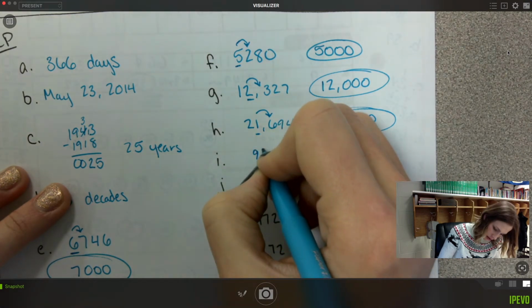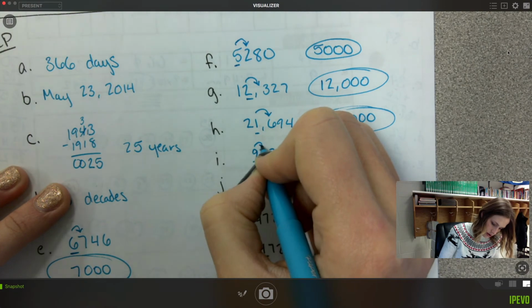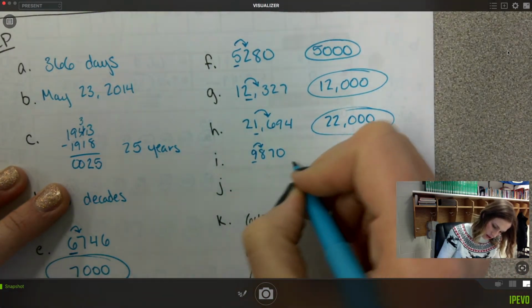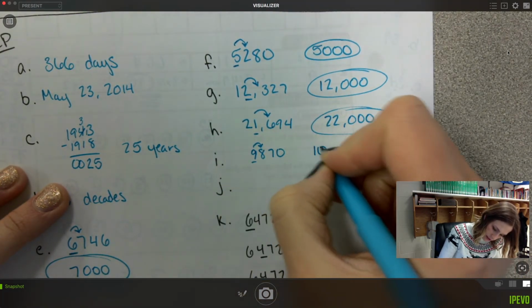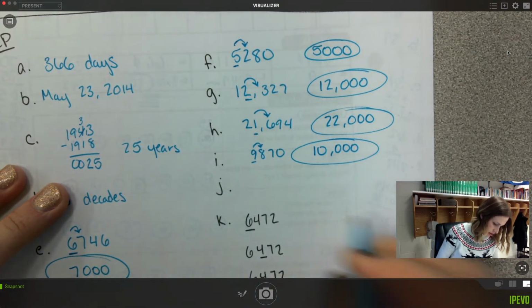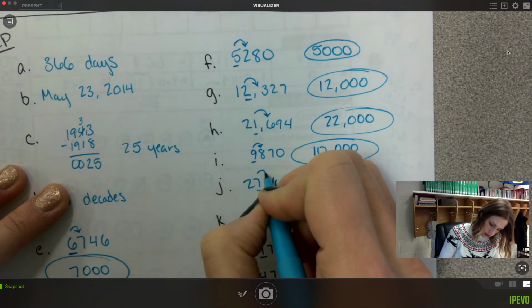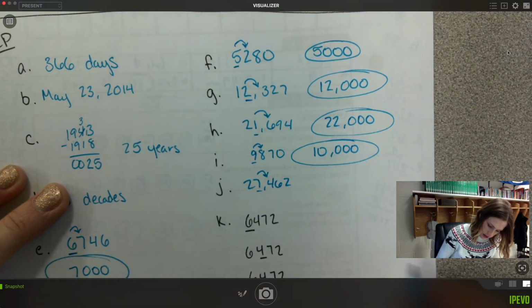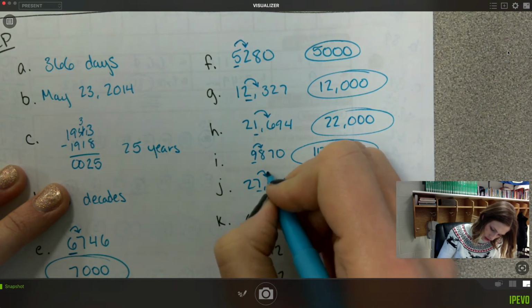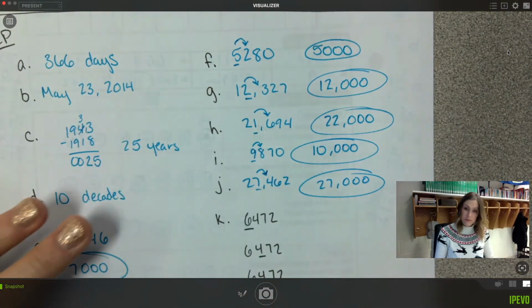I says 9,870. 9 looks at the 8. 8 says go up 1 time, so 9 goes up to 10, and we get 10,000. J, 27,462. 7 looks at the 4. 4 says just stay the same, so we stay at 27,000.